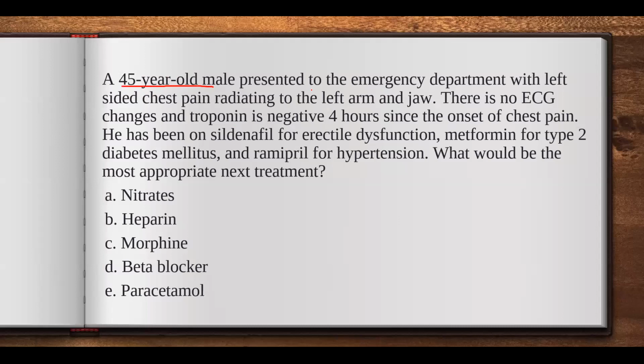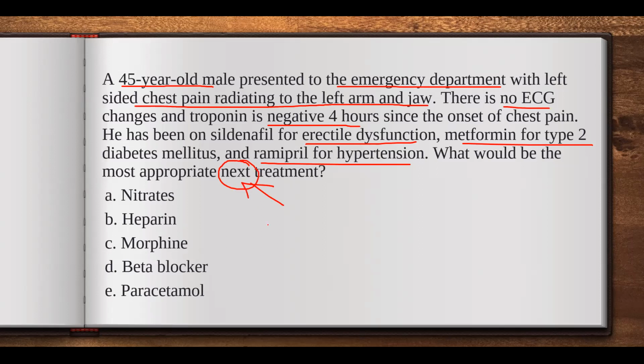Next, a 45-year-old male presented to the emergency department with left-sided chest pain radiating to the left arm and jaw. So we got chest pain now. There are no ECG changes. Troponin is negative 4 hours since the onset of chest pain. He has been on sildenafil for erectile dysfunction, metformin for type 2 diabetes, ramipril for hypertension. What would be the most appropriate next treatment? So this is the important part, next treatment.